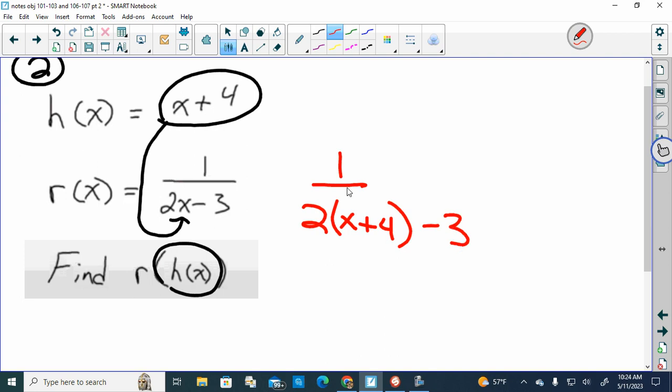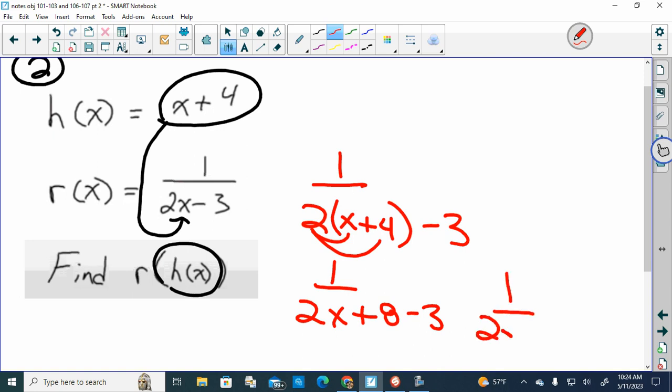Okay, this one we can simplify down, unlike the last one we couldn't. So if I distribute, I'd have 1 over 2x plus 8 minus 3. Is there any more I can simplify? Okay, that's great. So my final answer would be 2x plus 5. So that would be what would be written after the h of x equals that. Still easy? Okay.